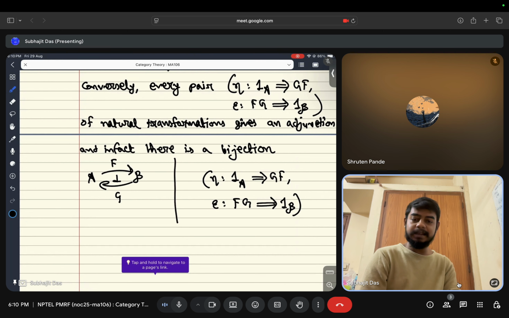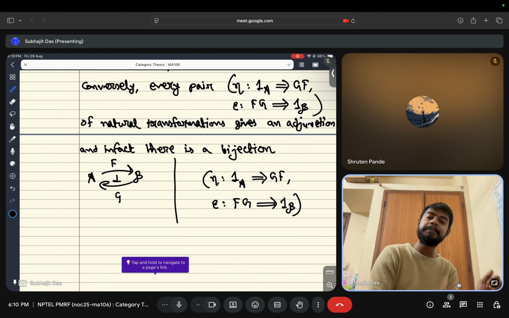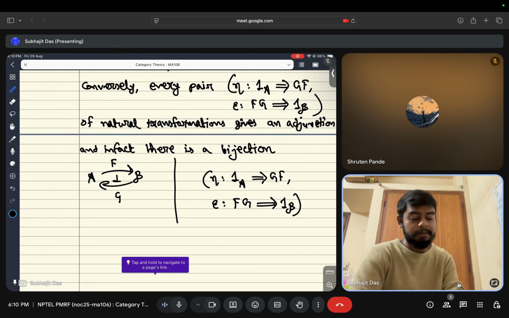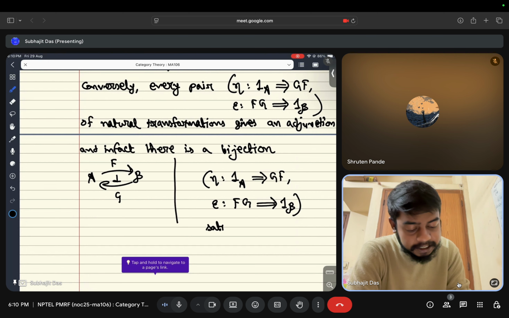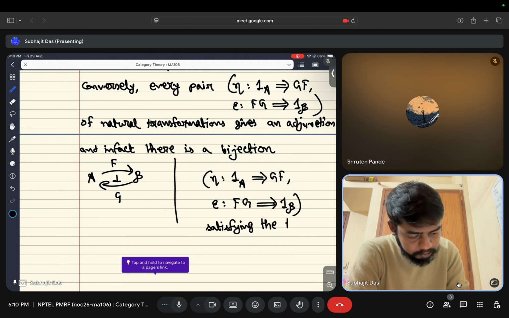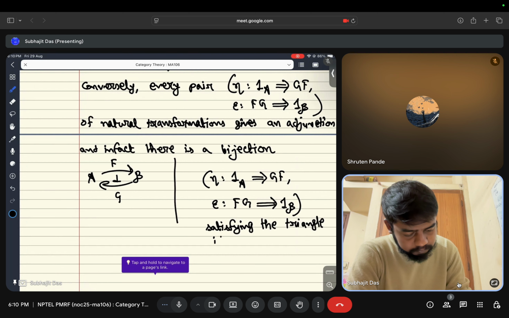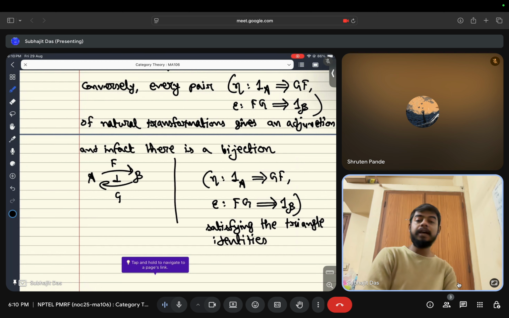Now, since there is a bijection between these two, that is, adjunctions between F and G, with F being the left adjoint and G being the right adjoint, and pairs of natural transformations eta and epsilon, where eta is from 1A into GF and epsilon is from FG into 1B, satisfying the triangle identities.